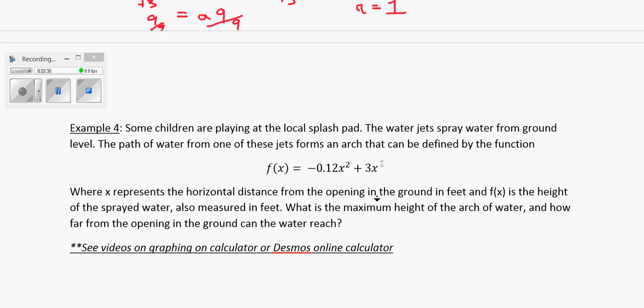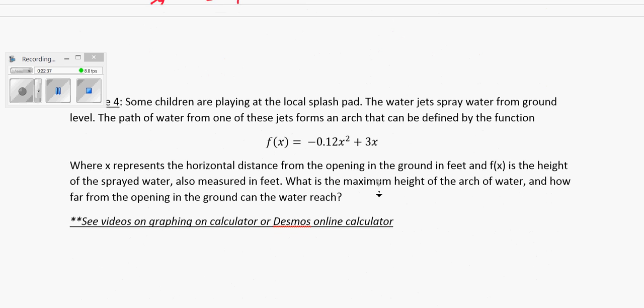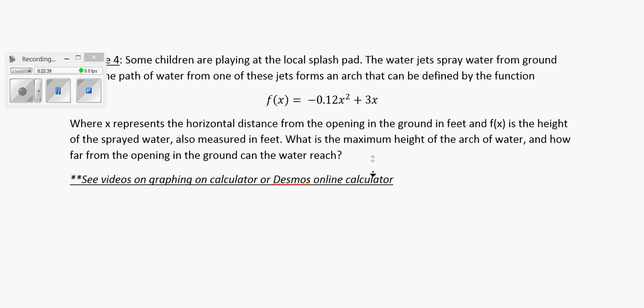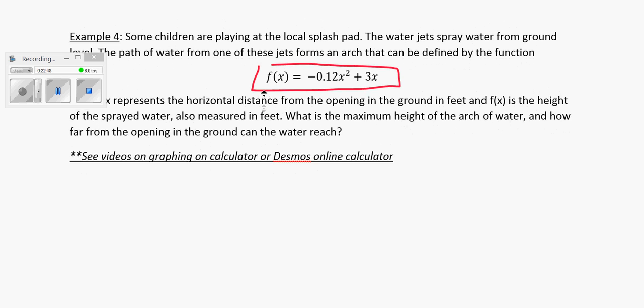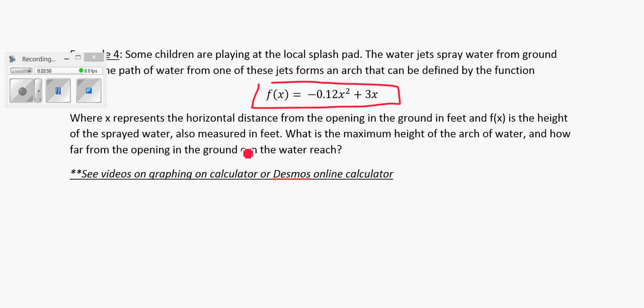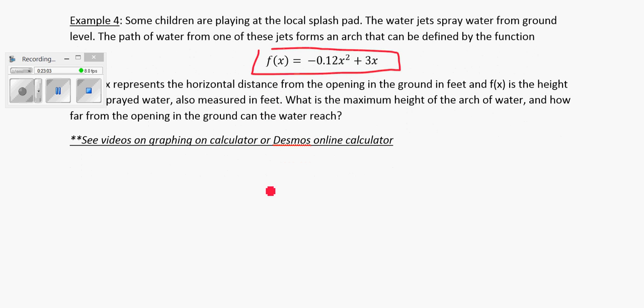Okay, and here's just one little word problem. We have some water jets spraying, and the path that the water travels is defined by f of x. And we have that x is the horizontal distance from the opening in the ground, and f of x is the height of the sprayed water. And remember that f of x is the same thing as y, so we're going to consider that when we look at this problem.